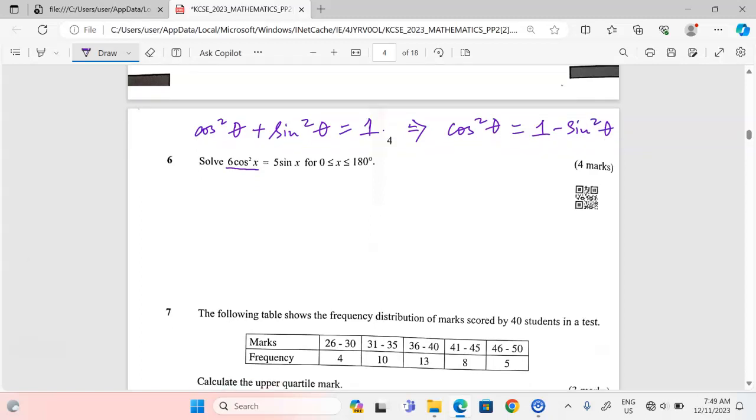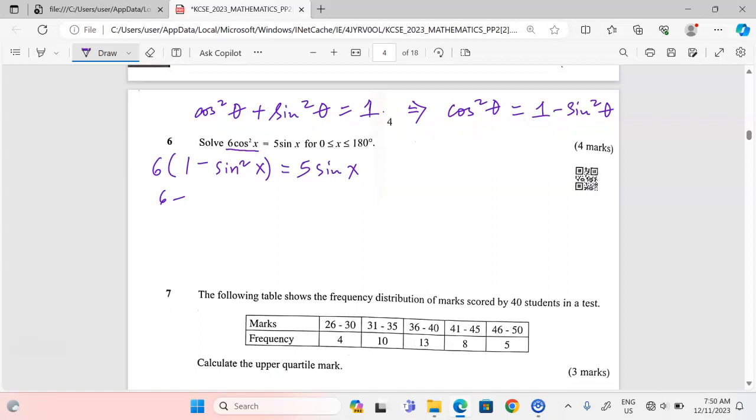And that said, instead of cosine squared, we can now replace with 6 into 1 minus the sine squared of x. Instead of cosine squared of x, we have 1 minus sine squared of x. This is equivalent to 5 the sine of x. Then we continue solving. This is 6 minus 6 sine squared of x. Should be written well. We correct it. 6 minus 6 sine squared of x equals 5 the sine of x.